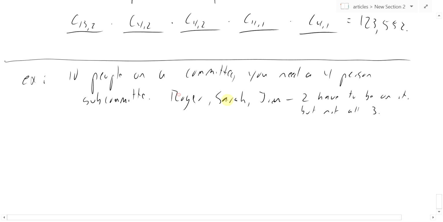Well, you need to pick 2 of these 3. And then you need to pick 2 more. But how many people do you have to pick them from? Out of 10, you've set aside the 3, so there's 7 people left. This is Roger, Sarah, Jim, and the other people. So C(7,2) and C(3,2). And if you multiply that, that's 105.